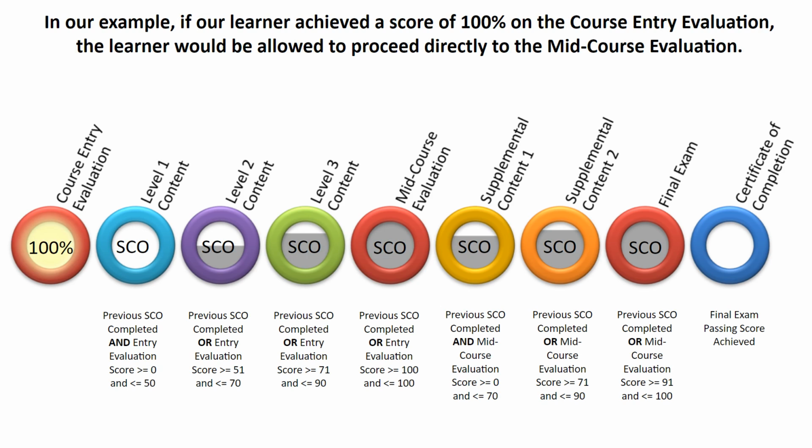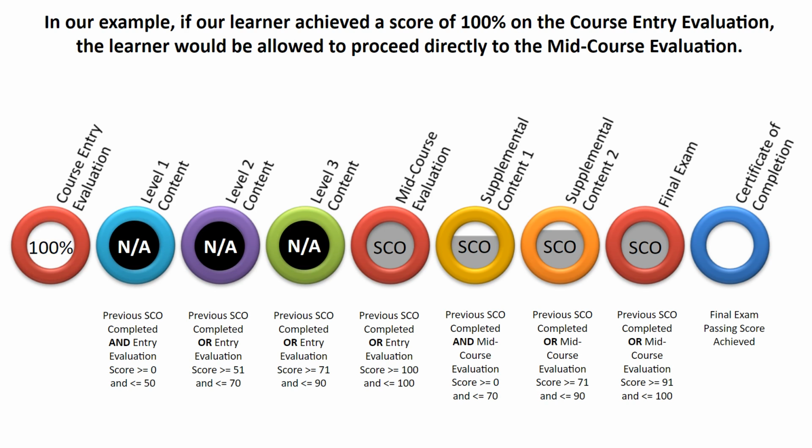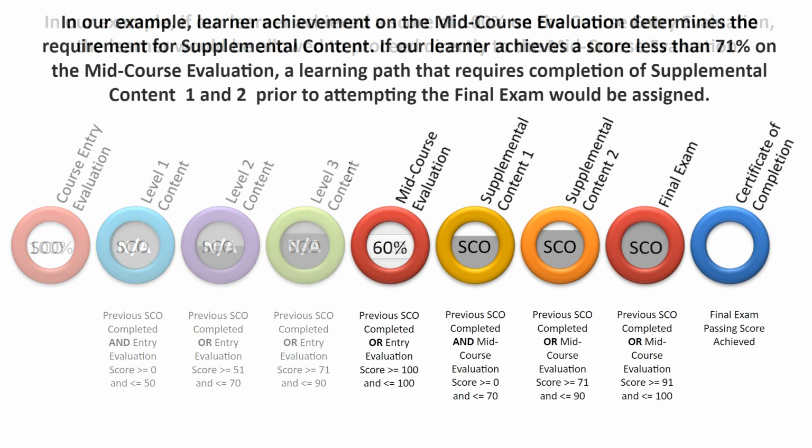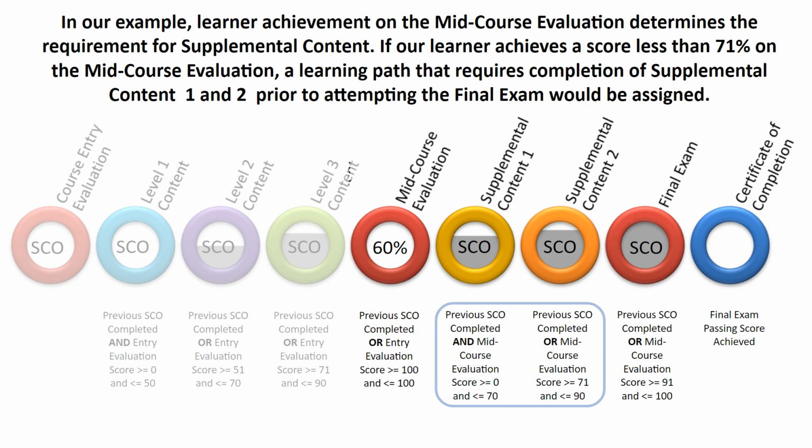A user who scores 100% on the course entry evaluation would be allowed to proceed directly to the mid-course evaluation. Level 1, 2, and 3 content would not be required. At this point of our example, all learners have advanced to the mid-course evaluation. Note the settings below. Learner achievement on the mid-course evaluation determines the requirement for supplemental content.